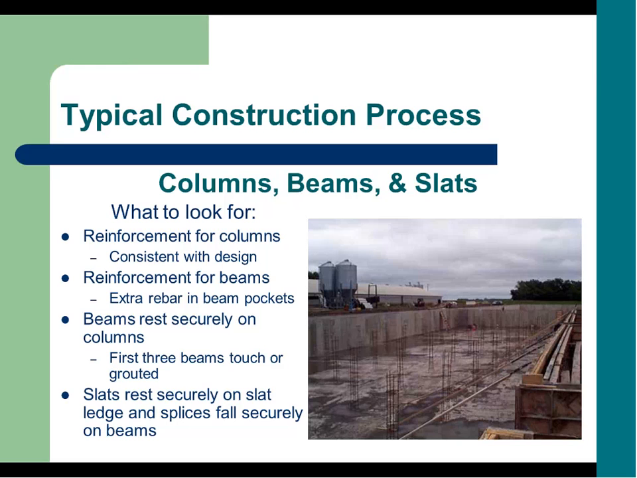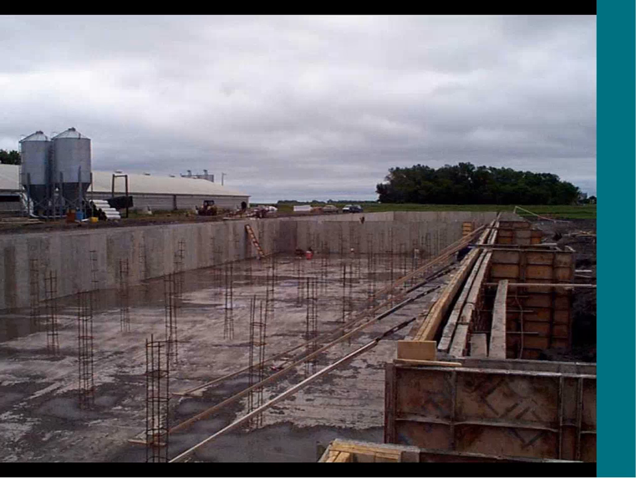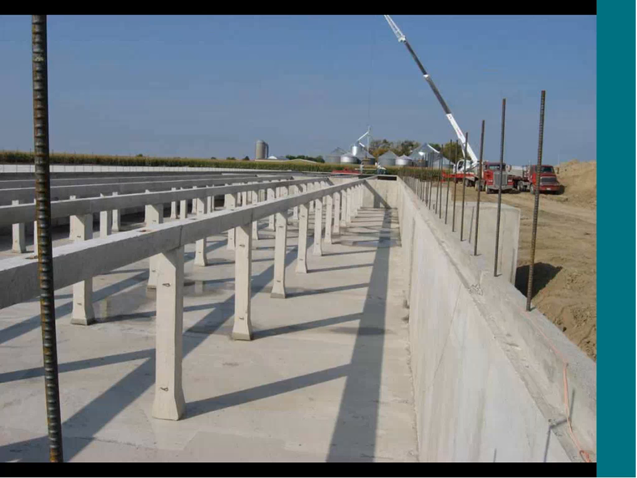Now if I can find where I stopped. All right, so here's an illustration or picture of the rebar getting set for the column pour. You can see the sonotubes out by the grain bins there. And here's another picture of a successful beam setting.